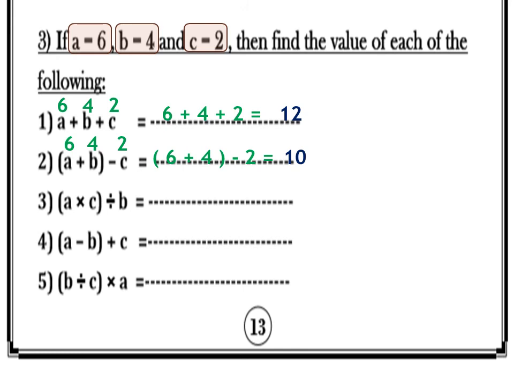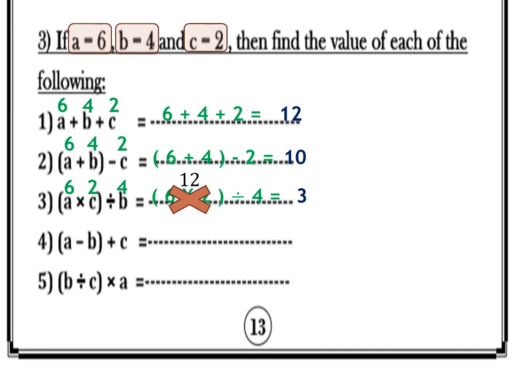In number 3, open bracket, a times c, then close the bracket, divided by b. So let's write a is 6, c is 2, b is 4. So we are going to open bracket, write 6 times 2, then close the bracket, divided by 4. On the calculator, 6 times 2 is 12. 12 divided by 4 is 3.